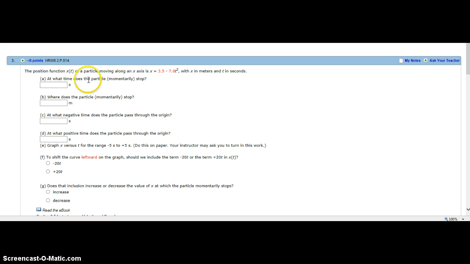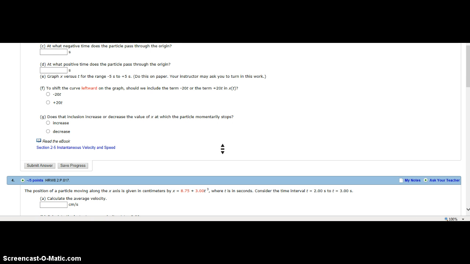Once you know when it stops, part B is asking where it stops. So we have a position function. C and D are asking at what times the particle passes through the origin. The origin is just a way of saying x equals 0. E asks you to graph x versus t for a time range. Your instructor will let you know, will not ask you to turn in that work.